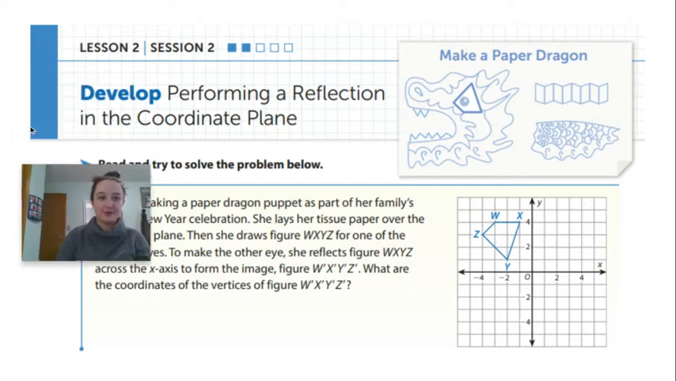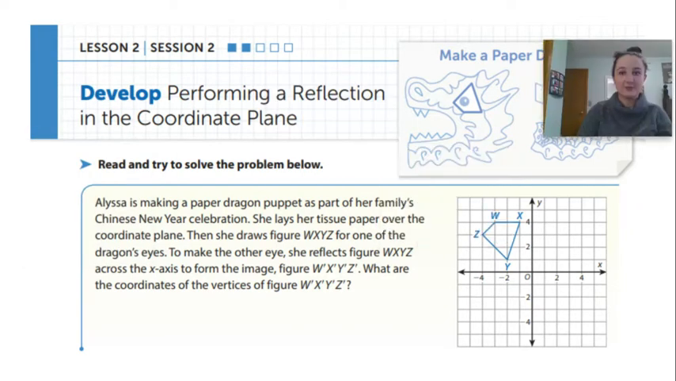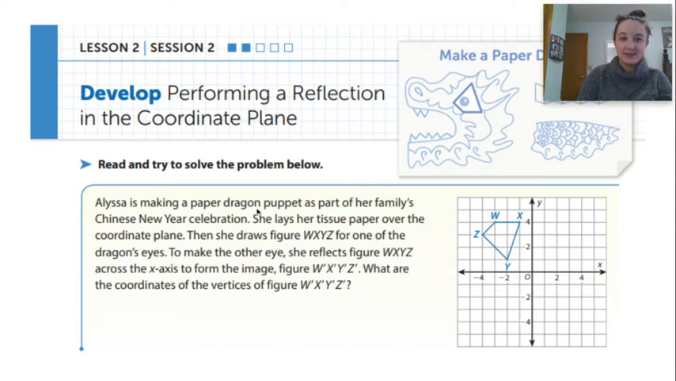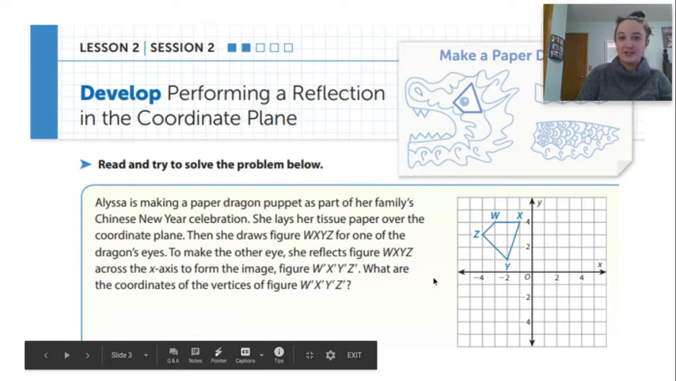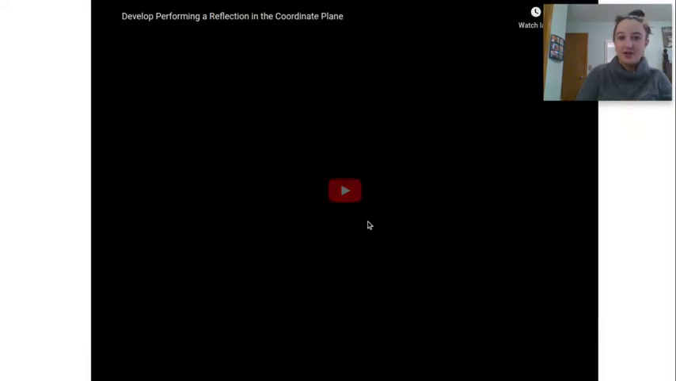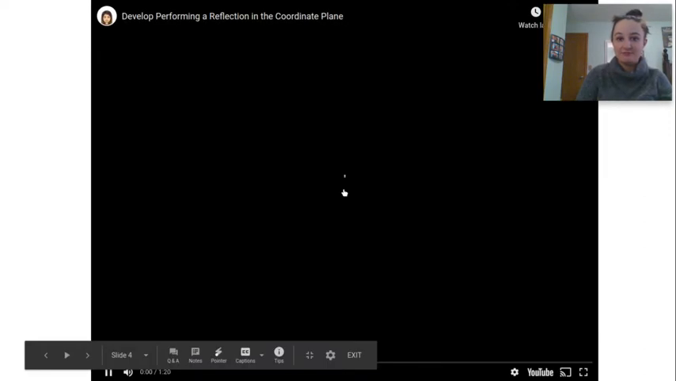So now for this problem, we are performing a reflection in the coordinate plane. Alyssa is making a paper dragon puppet as part of her family's Chinese New Year celebration. She lays her tissue paper over the coordinate plane like so, where she draws this figure here to make one of its eyes. She wants to make another eye by reflecting it. So today we're talking about reflection across the x-axis to form our new figure of W prime, X prime, Y prime, and Z prime. We need to figure out what those coordinates are. So I'll go ahead and just play this video here. Video within a video.